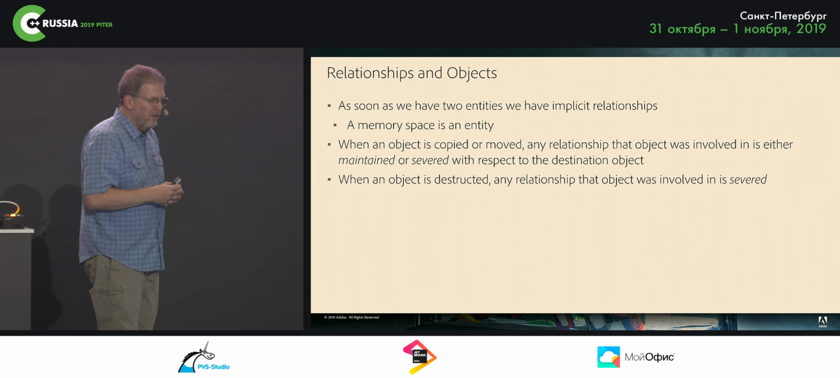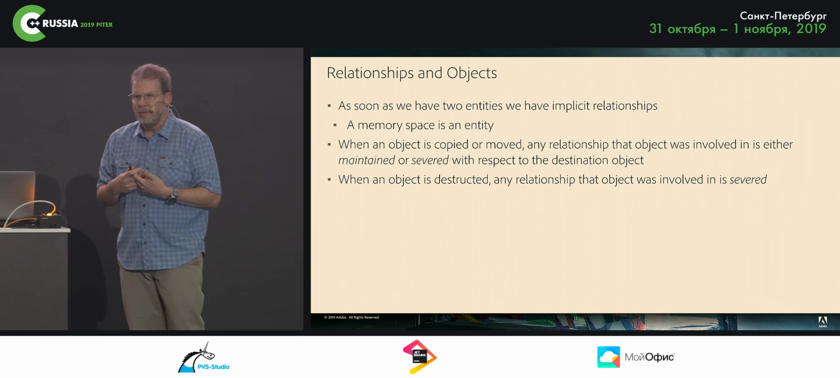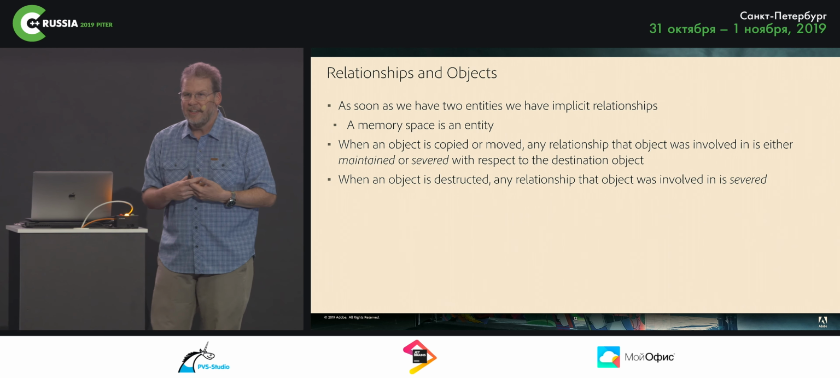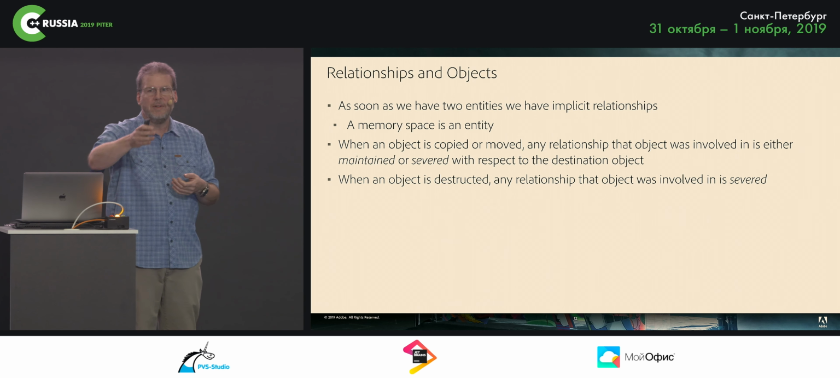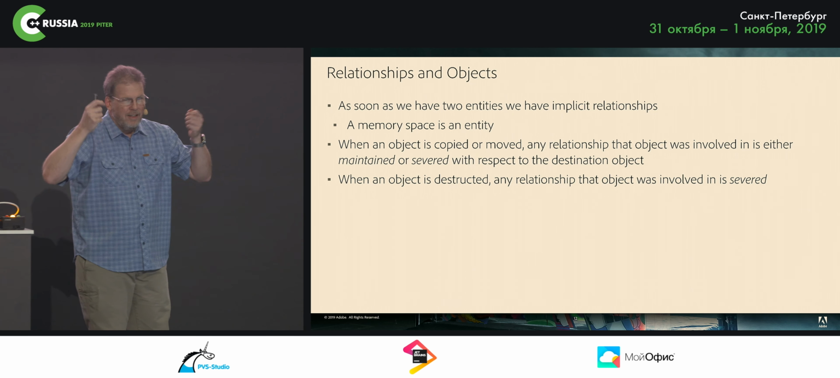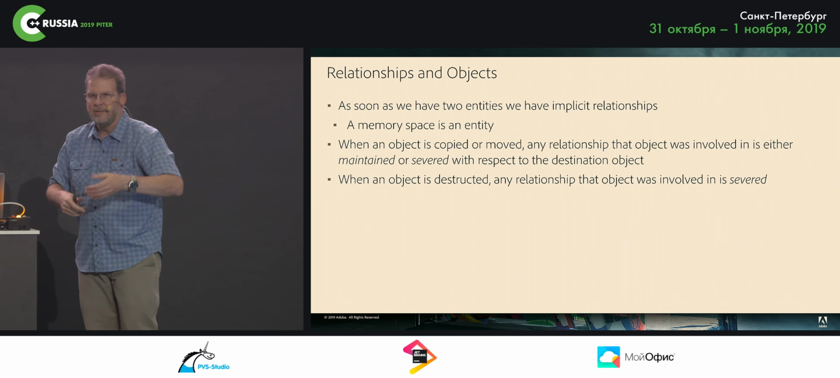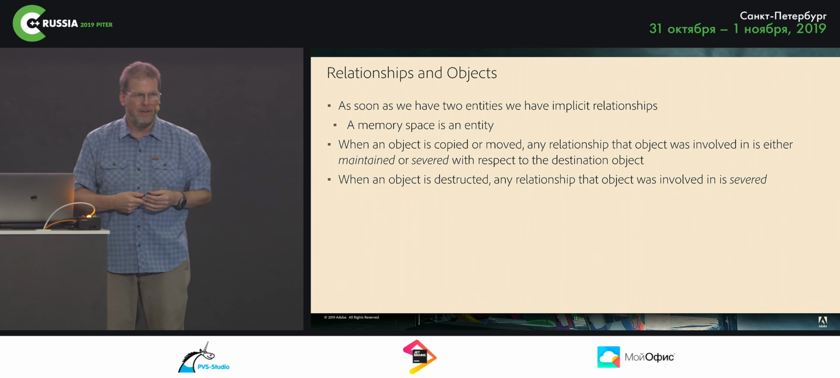Right? And when an object is destructed, any relationship that object was involved in is severed, right? So if you're in a relationship with somebody 2 rows back and 3 people over, and you just poof disappear, then that relationship can't hold, right? Your empty seat is not involved in that relationship.